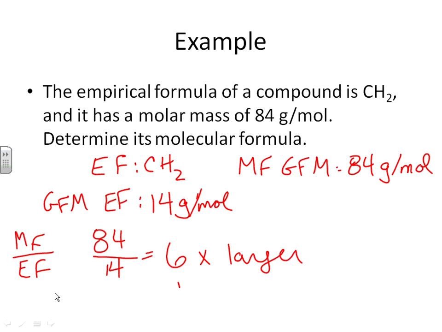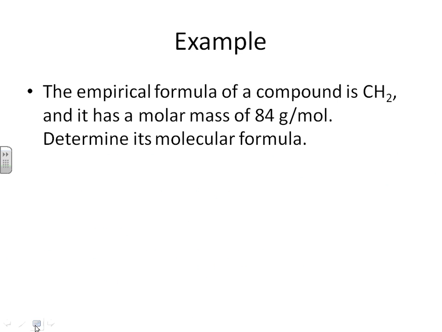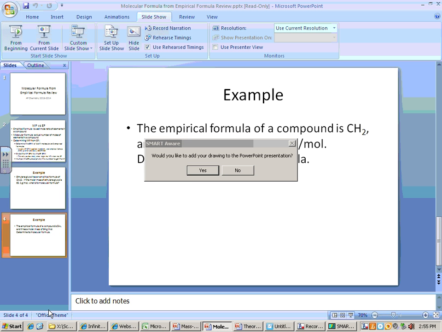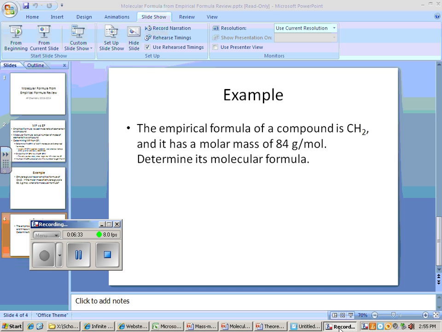So we're going to take the CH2, the empirical formula, and we're going to make it 6 times bigger by multiplying the subscripts by 6. So instead of CH2, this is going to be C6H12. And that is a little refresher on how we figure out the actual molecular formula from empirical formula and gram formula mass information.